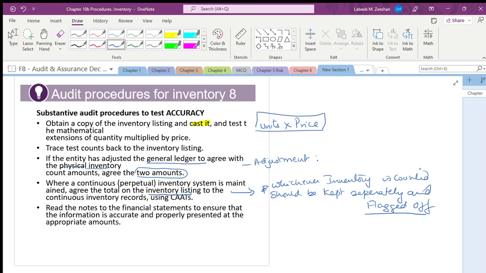Read the notes to the financial statements to ensure that the information is accurate and properly presented. Is that notes to the accounts? They will give it in all the cases. Notes to the financial statements are part of the financial statements. Is it right? If there is any doubt, we can refer to the notes to the financial statements. It will give us a brief and short understanding about how the inventory has been treated.